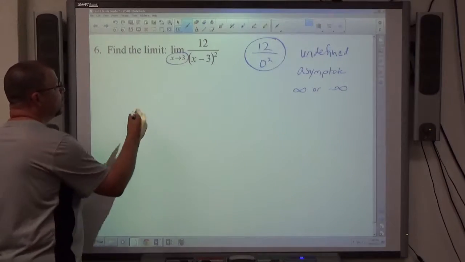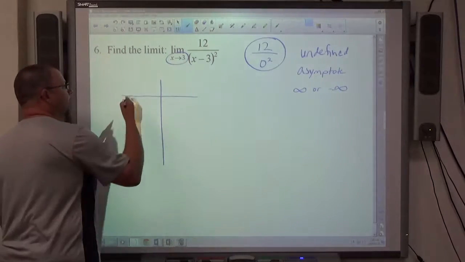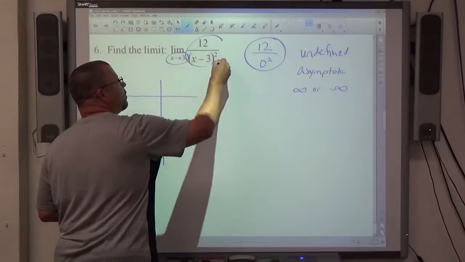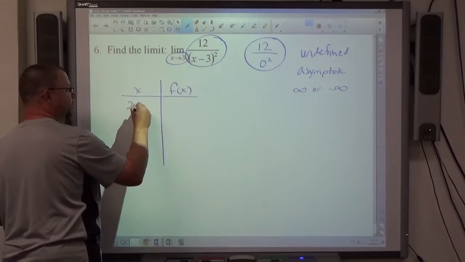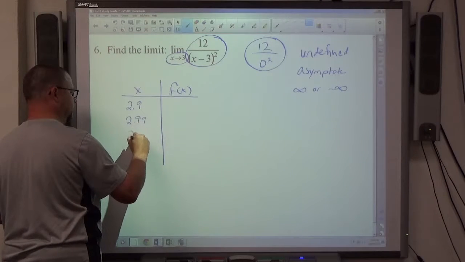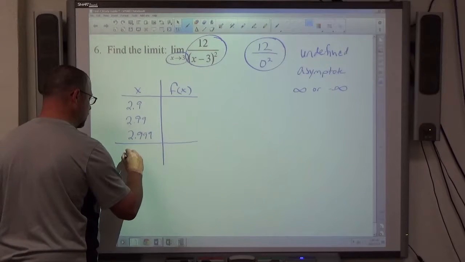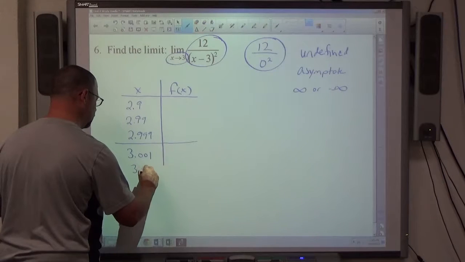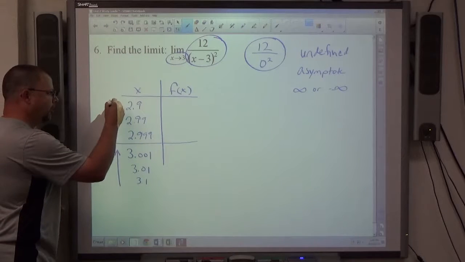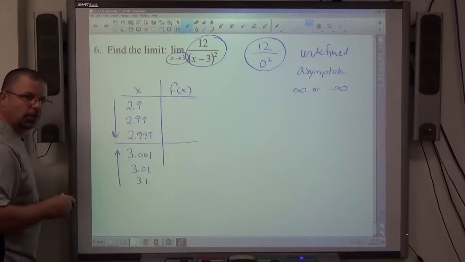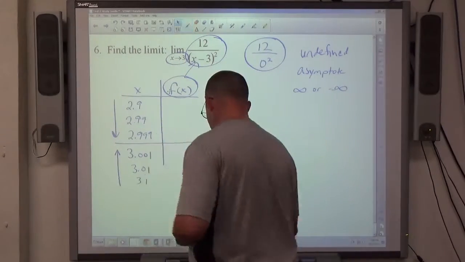So what I want to do is use a chart, my calculator ready to go. I'm going to let this function be called f of x, just to give it a name. And I'm going to let x approach 3 from the left, to determine what infinity it seems to be going to. And I'm going to approach it from the right also, 3.001, 3.01, 3.1. So this is approaching from the right, starting too big and getting smaller, starting from left, starting too small, getting bigger. Both cases getting closer and closer to the value of 3. I want to evaluate f of x, which is the function at each of those values.